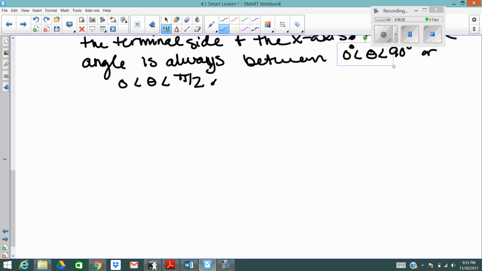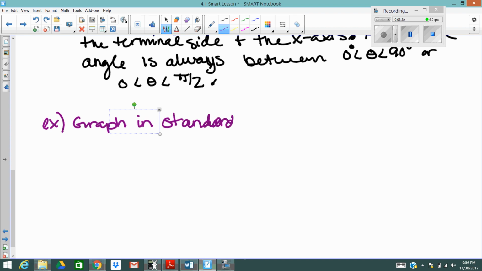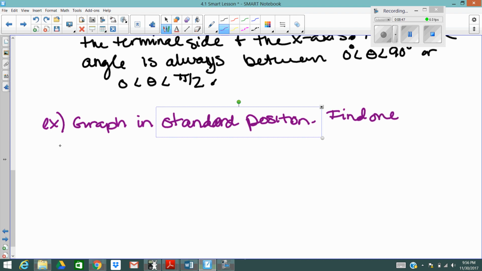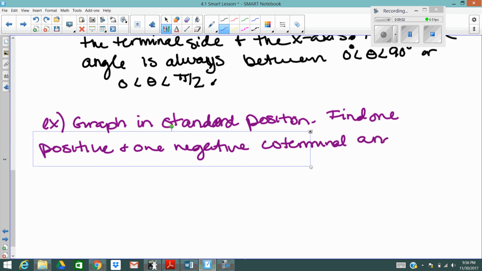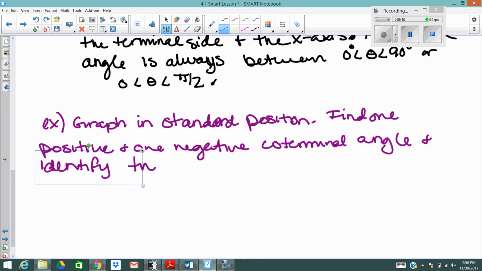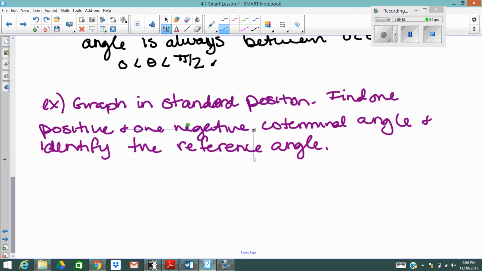So let's do a few examples. Let's graph in standard position, find one positive and one negative coterminal angle, and identify the reference angle. So let's look at 285 degrees.